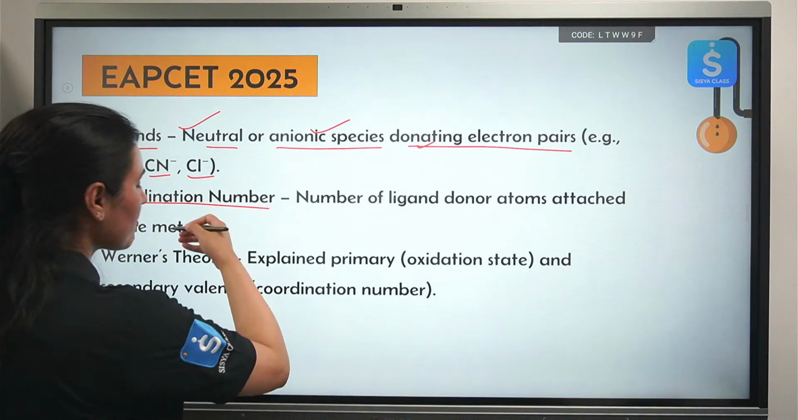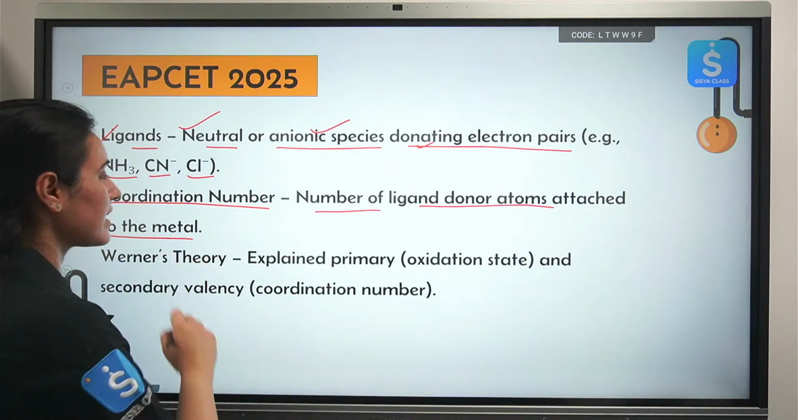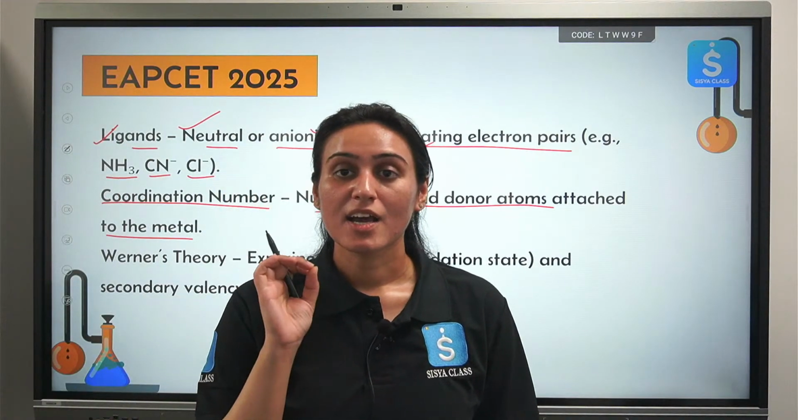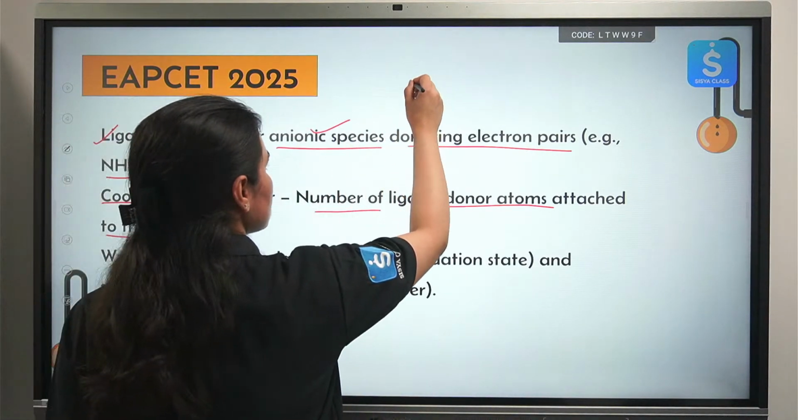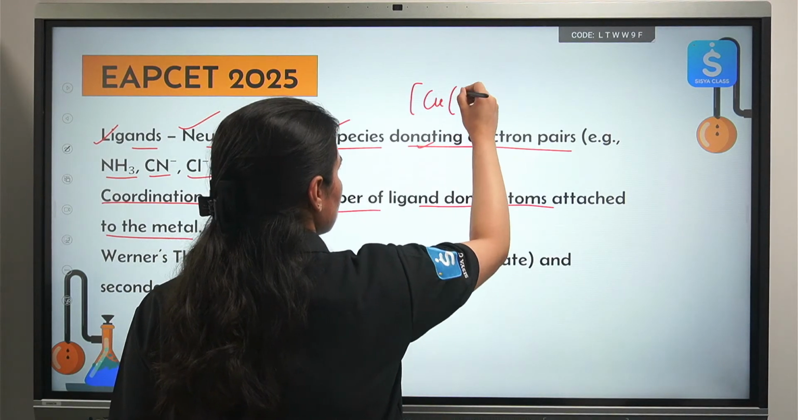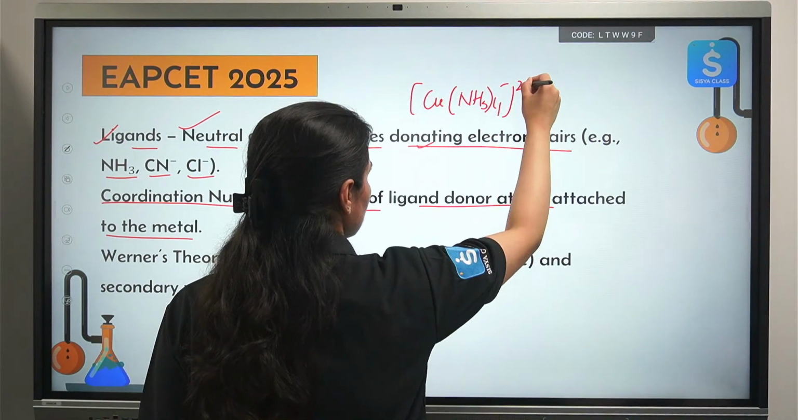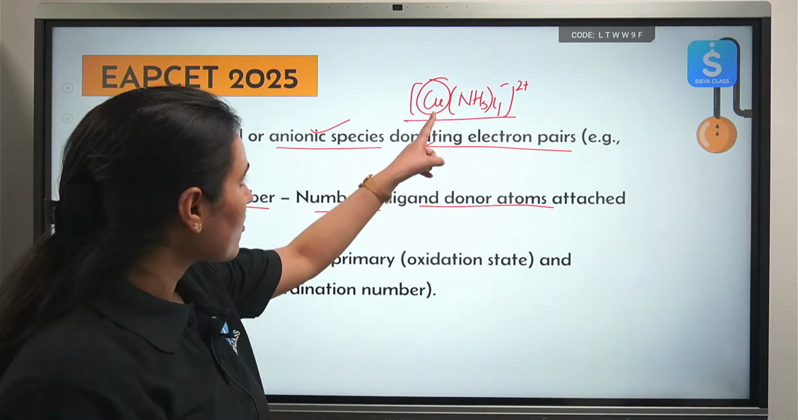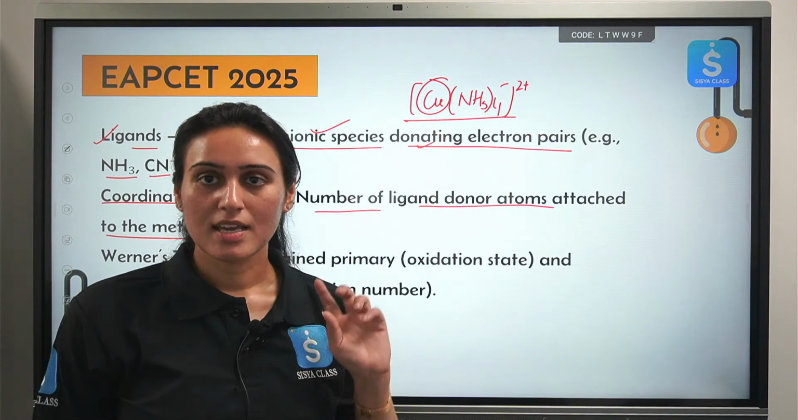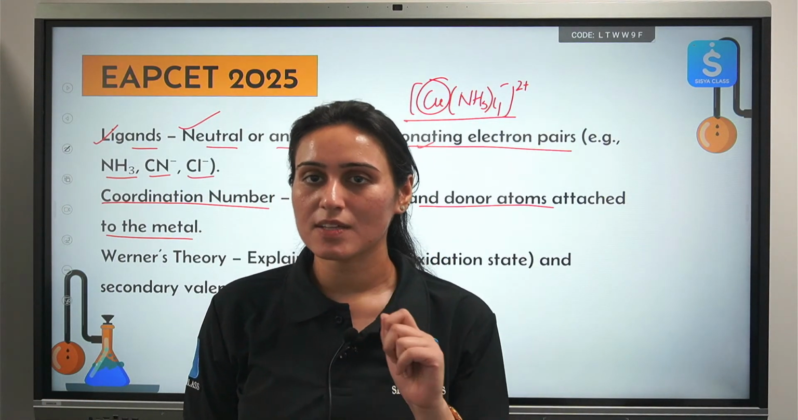Coordination number. What do you mean by coordination number? The number of ligand donor atoms which are attached to the metal is what we call as the coordination number. For example, this is a complex in which copper is your central metal atom, ammonia is your ligand, and it is forming a complex. Now, how many ligand donor atoms can we see here?